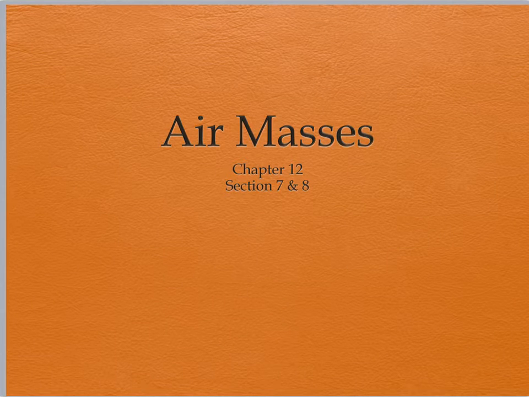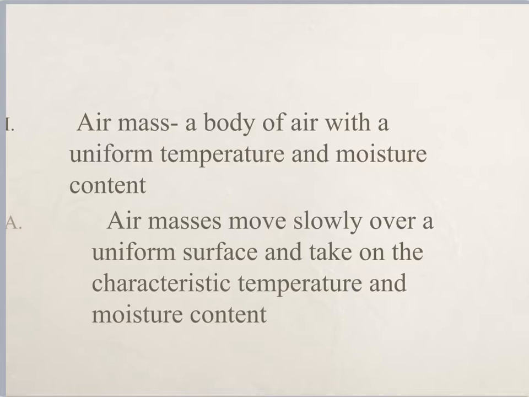Air masses is a topic that can be found in Chapter 12, Section 7 in your textbook. An air mass is a body of air with uniform temperature and moisture content. This means a large section of air is going to have about the same temperature and the same moisture. So it's going to be hot and humid or cold and dry.